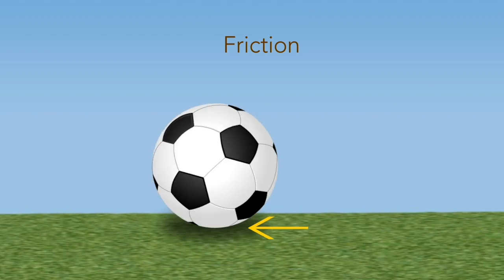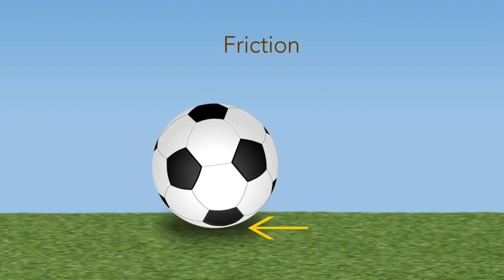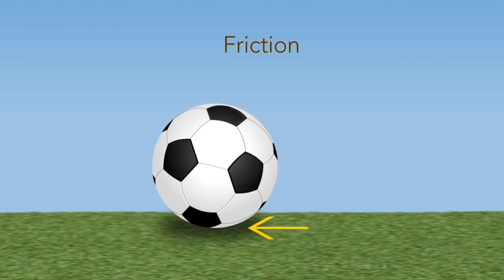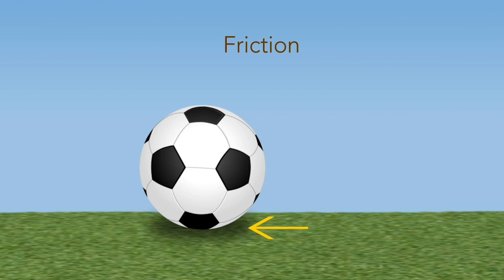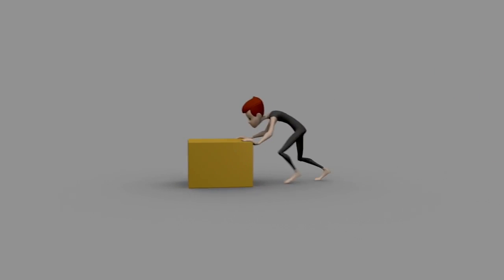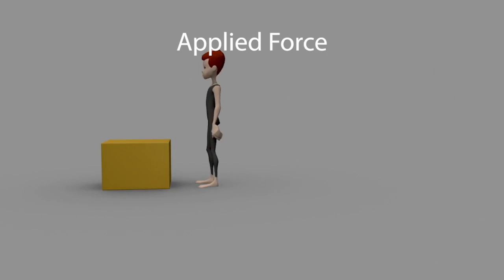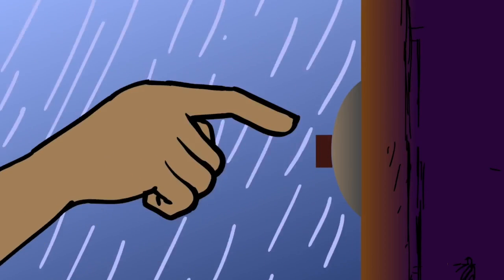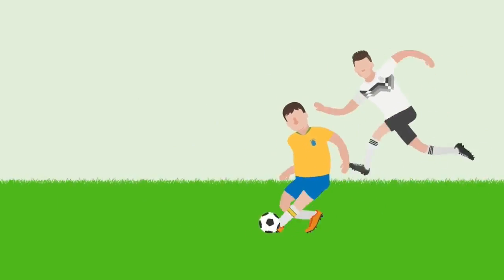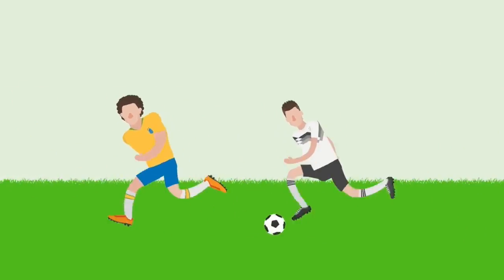Another common contact force is friction. This moving ball slows down and eventually stops moving due to the opposite force of friction. But the most common example of a contact force is applied force. Pushing a doorbell switch, pulling our pet dog, kicking a football, all are examples of applied force.